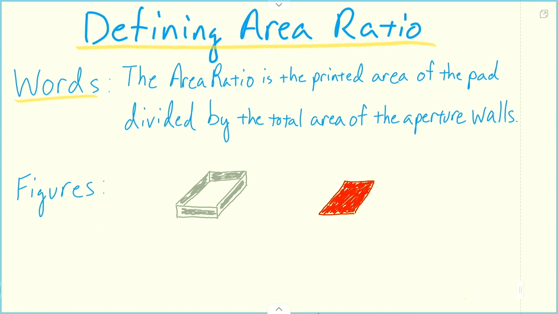In words, the area ratio is the printed area of the pad divided by the total area of the aperture walls. In the figures below, you can see the stencil aperture walls and the pad that goes with it. The aperture dimensions of length, width, and thickness will determine the total area of aperture walls. And the printed area of the pad is determined by the same length and width of the aperture, since the only printed part of the pad is that exposed to the stencil aperture.